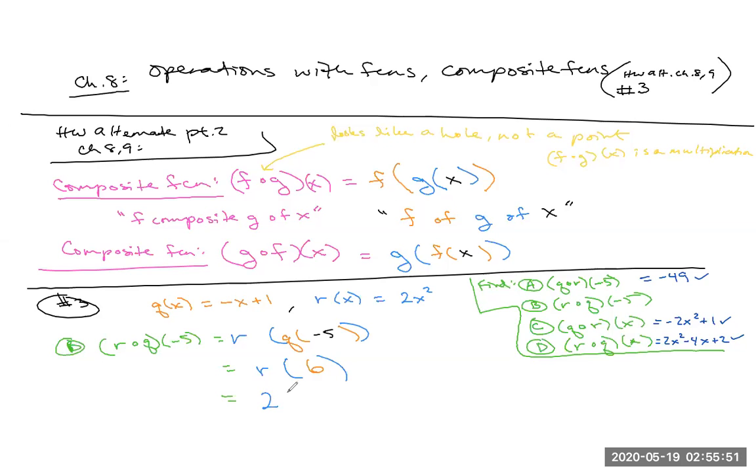It's going to be 2 times the quantity 6 squared, okay, which is going to be 2 times 36, which equals 72. Okay, so we should get 72 for part B. And you could check it in here. I'm not going to do that, but it should also come out to 72 when you plug negative 5 into part D.